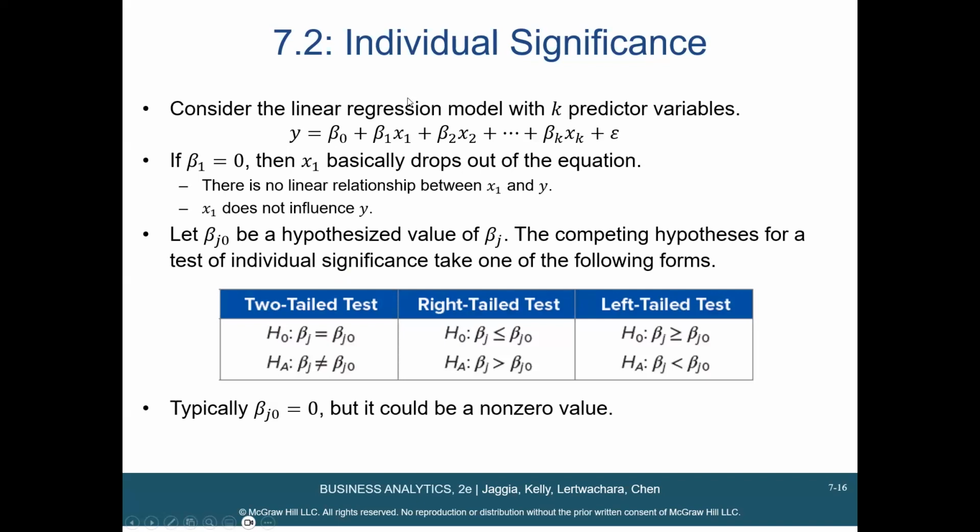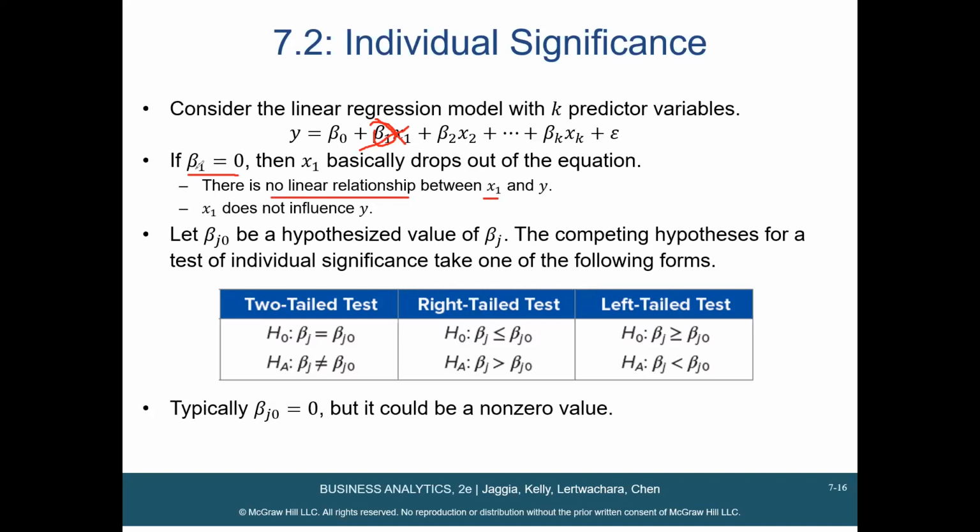Now that we talked about the joint, we're going to talk about individual. So we're going to consider a linear regression equation with k predictors again, but now we're going to just think about one. If beta 1 were to be 0, then this whole term drops out, and we'd say there's no linear relationship between x1, whatever that predictor is, and y. Another way to say that in plain English is that x1 does not influence y.